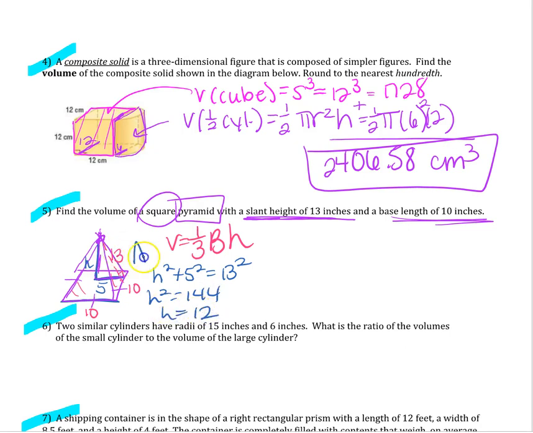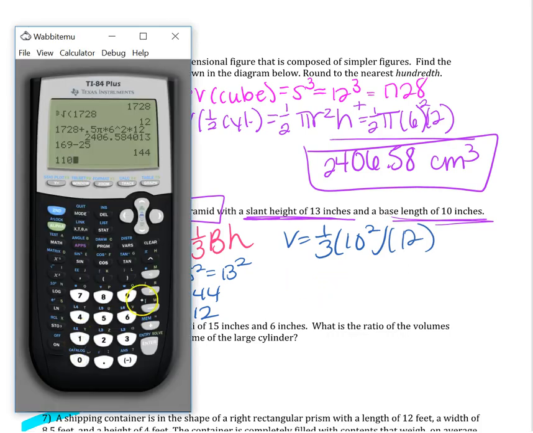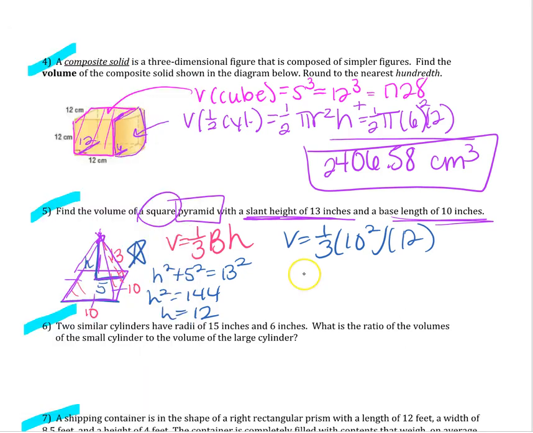And this is really important. This is the biggest mistake students make. Okay, so now from there, volume is 1/3. We just said area of the base would be 10 squared because it's a square, 10 times 10. And the height we just found was 12. So 100 times 12 is 1200, divided by 3 is 400. And there you go, 400 inches cubed.